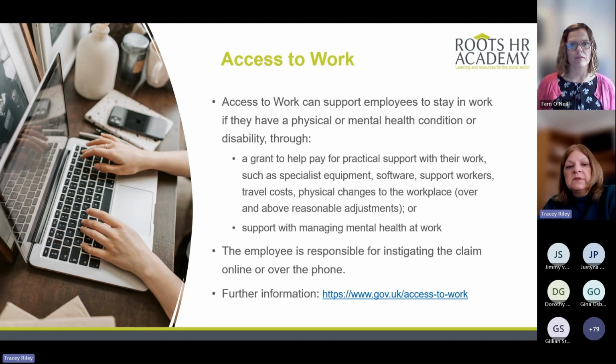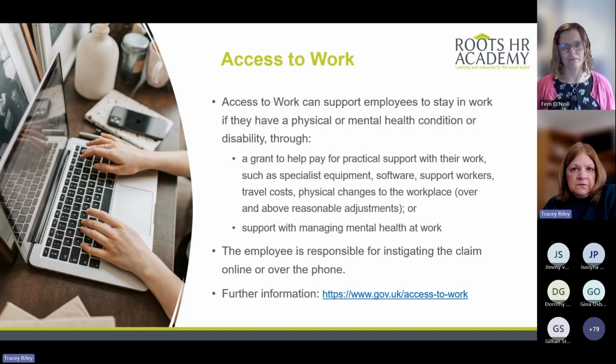Now, this is a service that the employee has to instigate. So they have to make that first phone call or access the service online. But they certainly should be encouraged to do that in conjunction with the employer.